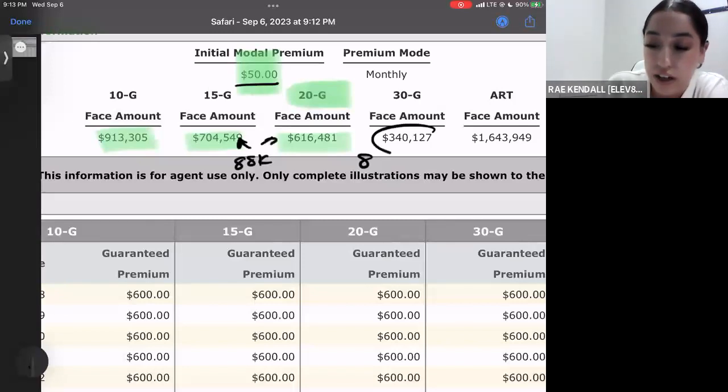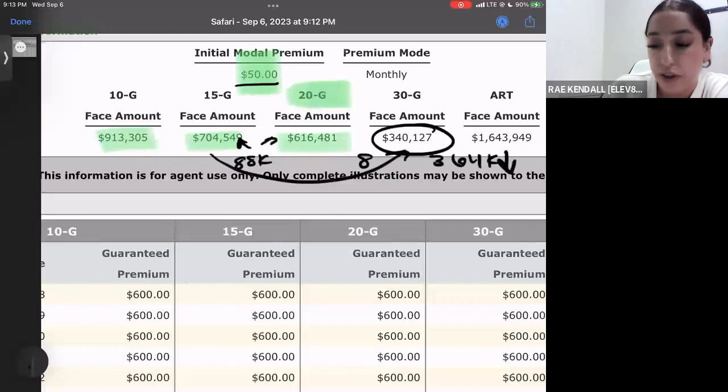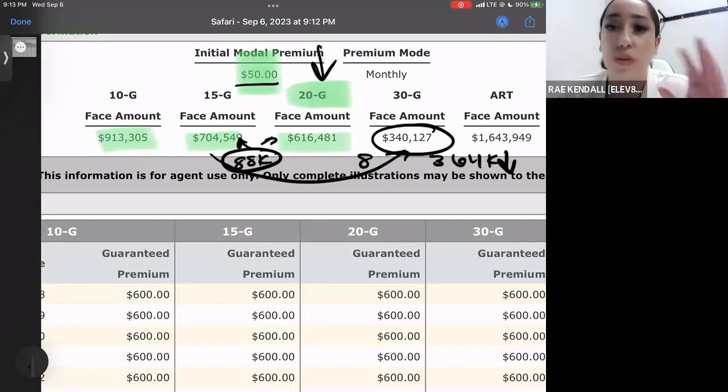But if we go 30 years, it's an extra 10, a significant decrease. 704 minus 340, that's over 364K dropped in coverage. So 88 is a smaller gap for 5 years of time. My most sold term is a 20-year policy. I consider it the most bang for your buck. It's really up to what your client wants at the end of the day, okay? Anyone have questions about terms?